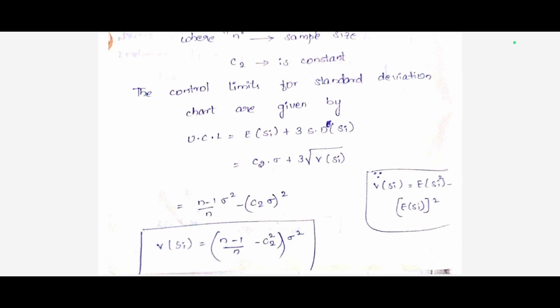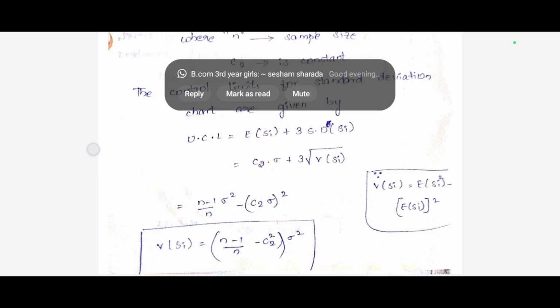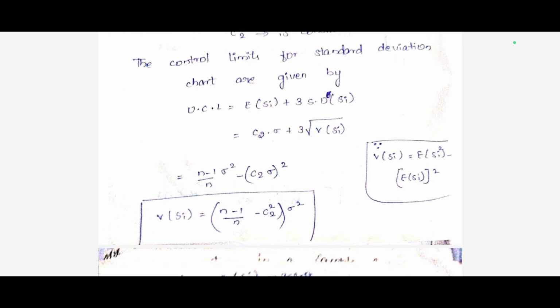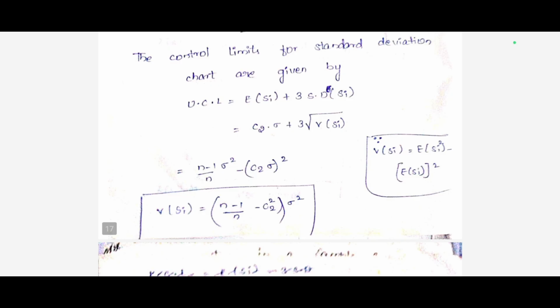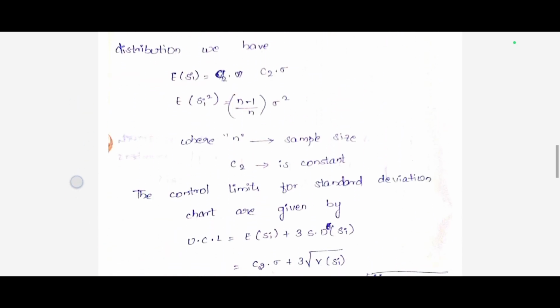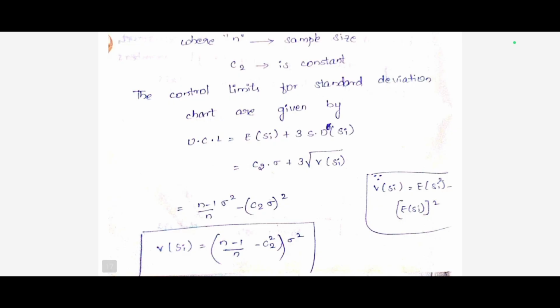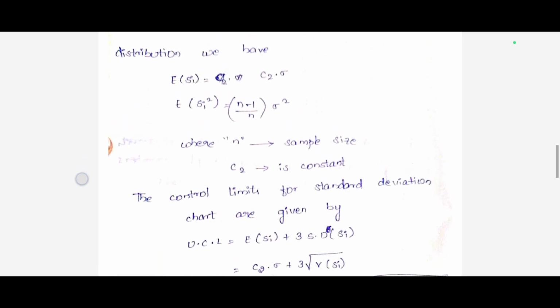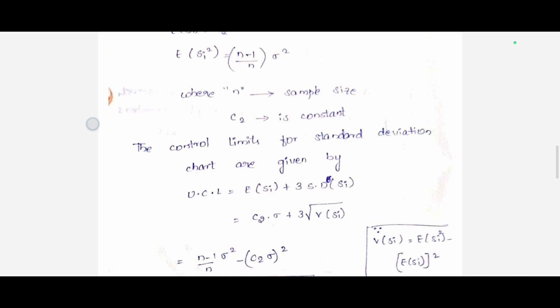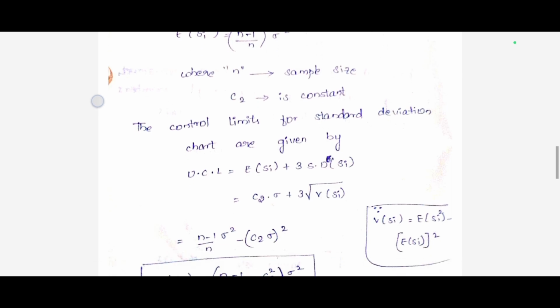Next, the control limits for the standard deviation chart are given by UCL equals the expected value of Si plus 3 into the standard deviation of Si. What is the expected value of Si from the above? The expected value of Si is C2 into sigma. Substitute that value, and 3 into the variance of Si, which is n minus 1 divided by n into sigma square, under root.